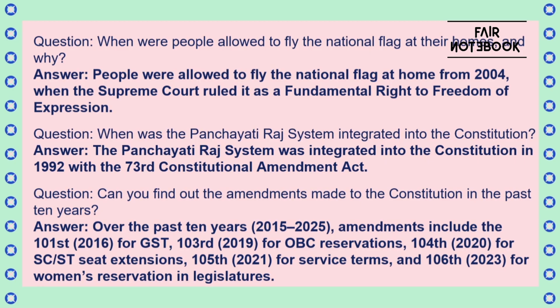Question: when were people allowed to fly the national flag at their homes and why? Answer: people were allowed to fly the national flag at home from 2004 when the Supreme Court ruled it as a fundamental right to freedom of expression. Question: when was the Panchayati Raj system integrated into the constitution? Answer: the Panchayati Raj system was integrated into the constitution in 1992 with the 73rd Constitutional Amendment Act.